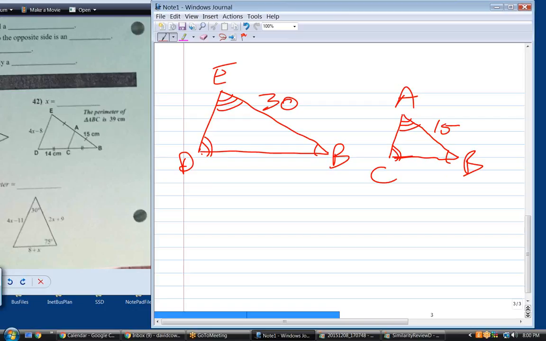Okay? So how long is DB? DB is 28 centimeters. So how long is CB? 14 centimeters. And this is 4x minus 8. So how long is AC?